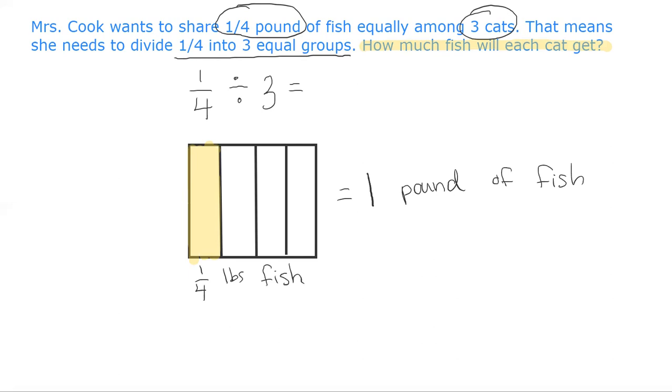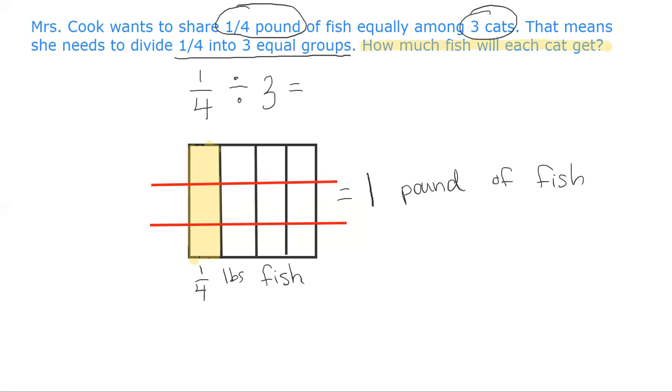So now we have our model that's representing a 1/4 pound of fish. Next, we know that we have to divide this 1/4 pound into 3 equal groups because there are 3 cats. So what we're going to do is divide this pound into 3 the opposite way. So 1, 2, and 3.